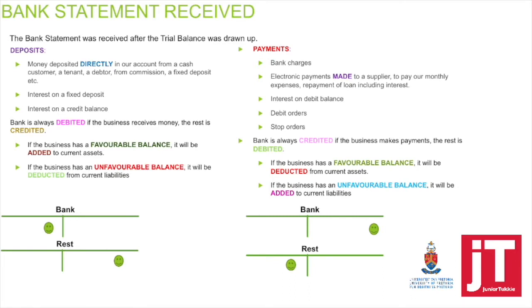When we look at payments, if bank has a favorable bank balance, what's going to happen? It will be deducted from your cash and cash equivalents, your current assets. Bank is credited, the rest is debited. If I have an unfavorable bank balance, bank is still going to be credited, but now my bank overdraft, my liabilities, is going to increase.